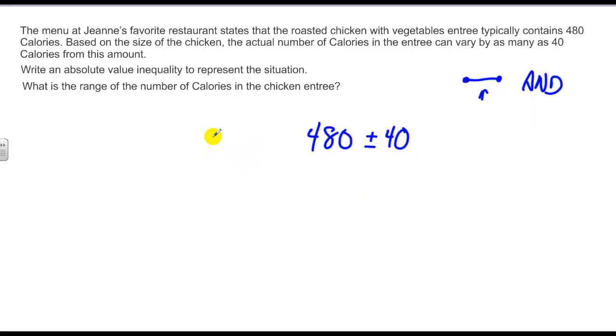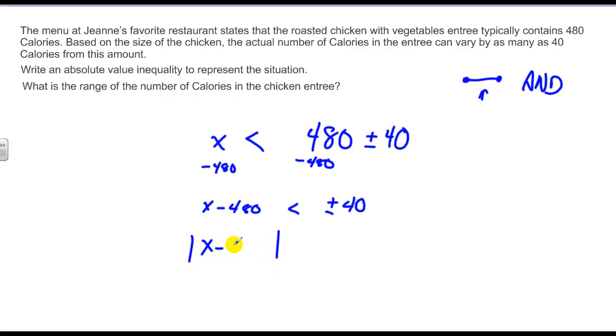So that will be, my value is in between those two. So that's a less than. Bring the 480 over by subtracting. You get x minus 480 is less than plus or minus 40. To get rid of the plus or minus, I throw in the absolute value. And there I have it.